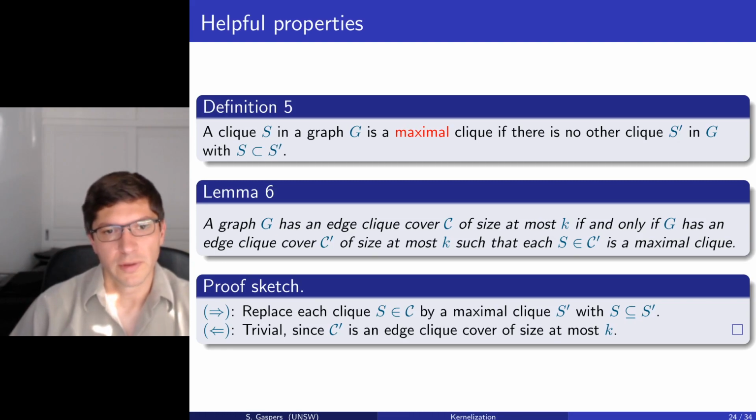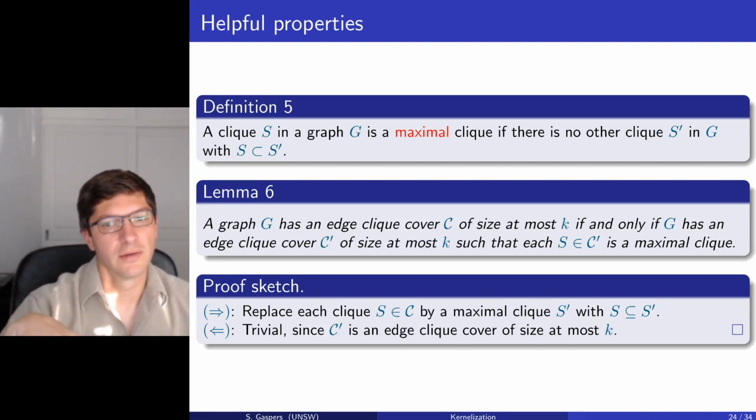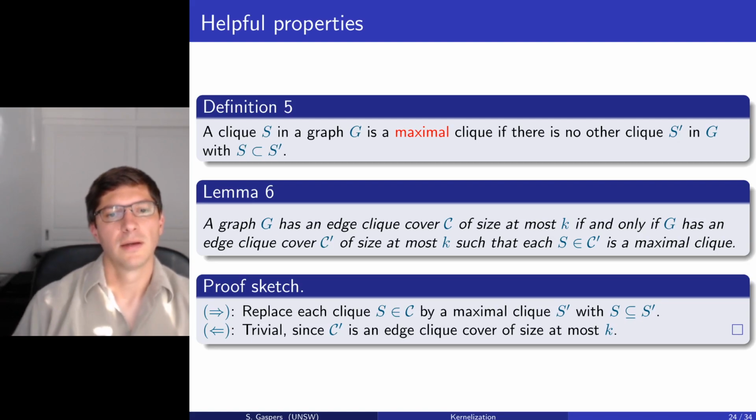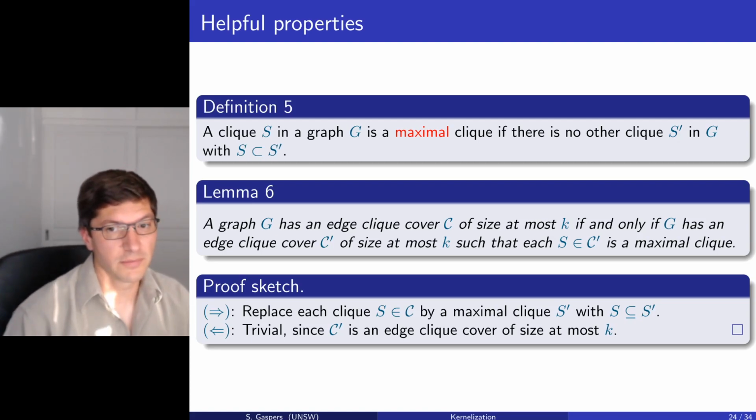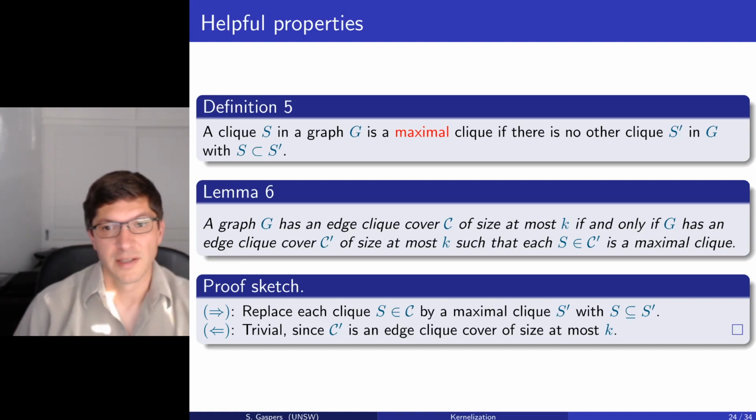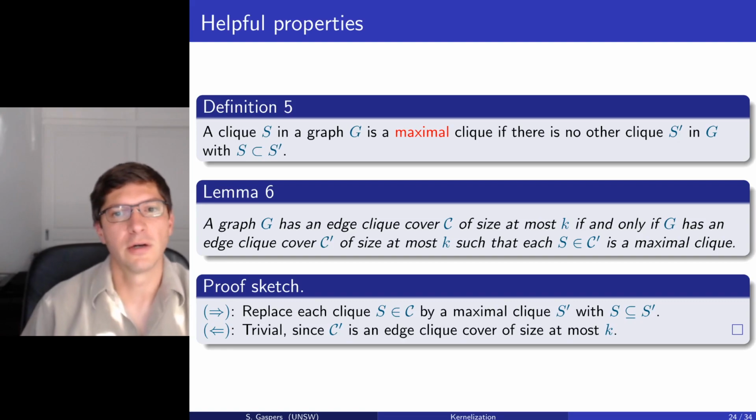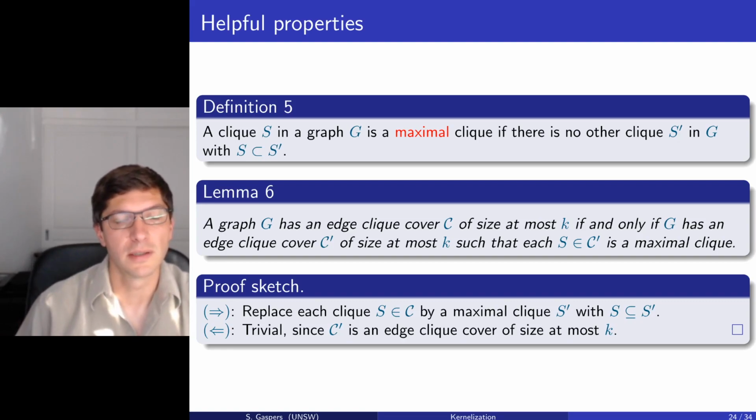The proof is quite simple. If we start from an edge clique cover C, we can transform it into an edge clique cover C prime, where each clique is a maximal clique, just by replacing each clique by a maximal clique that contains the first clique. And the reverse direction is trivial since C prime is an edge clique cover of size at most k. Okay, so we can assume that each clique that we select into our edge clique cover will be a maximal clique.